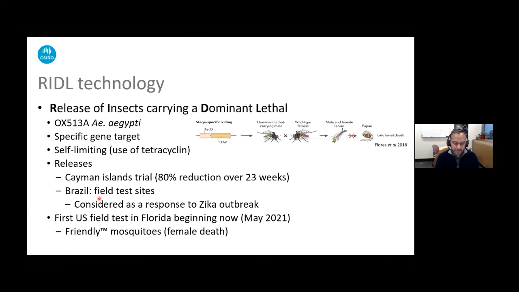Now, if you have been following some news in the field, you will probably know that there is a first US field test site in Florida, with the trial beginning in the next few weeks. So this is the Oxitec second generation technology. They will be using what they call friendly mosquitoes, which use a technology where it causes death in females. So we'll see how these results turn out. It's worth keeping an eye on it.